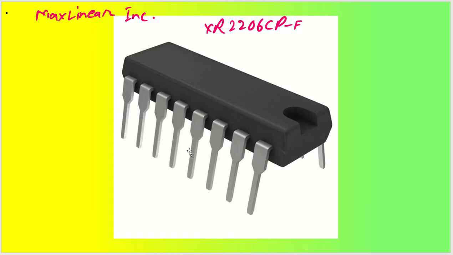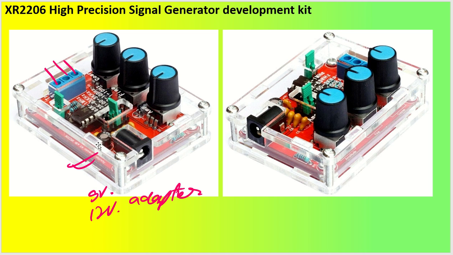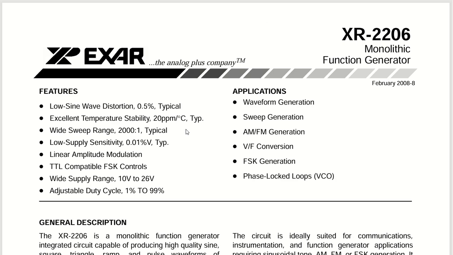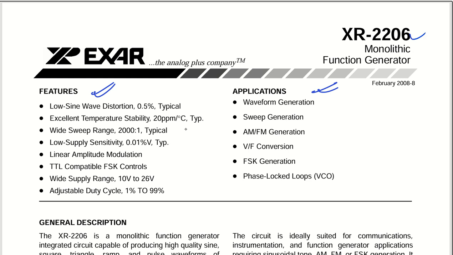So as you can see, this is the particular IC that I was talking to you about. Now let's get into the IC details. Since we have already seen this board and its details and how to do fine adjustment and coarse adjustment for frequency and amplitude, we are now in a position to understand the functionality, design and details of this particular datasheet. So let me open the datasheet for you. As you can see, we have already seen the features and applications of this particular IC, which is XR2206.